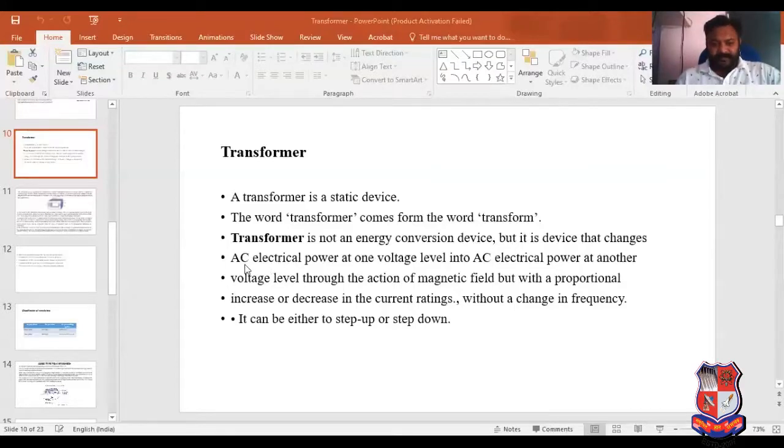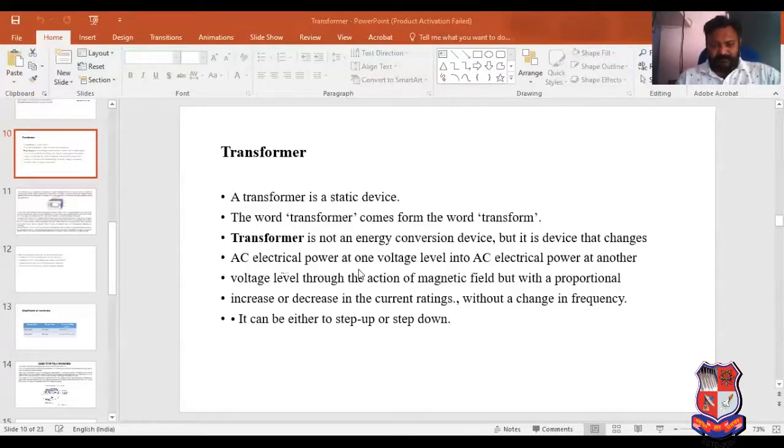It is a device that changes AC electrical power from one level to another level. This means it can step up or step down your AC electrical power. Step up means to raise the power. If you are giving input at 220 volt and you are receiving output at 440 volt, then that is step up. And if you are giving input at 220 volt and you are receiving 110 volt, then it is step down. So you can say that it changes the level of voltage.